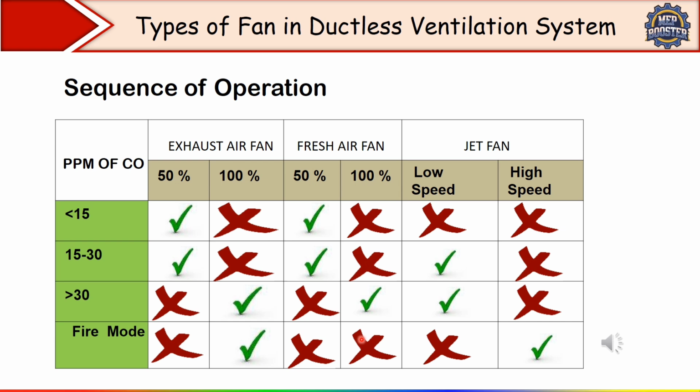We know that for fire we need three parameters: oxygen, heat and fuel. If you provide the oxygen, it means your fire increases. So that is why we don't need to supply the fresh air in fire mode. And the jet fan we have to run at high speed at that time. Okay, so this is about the sequence of operation of the car parking ventilation system.